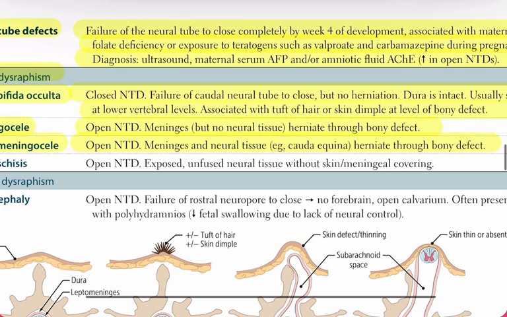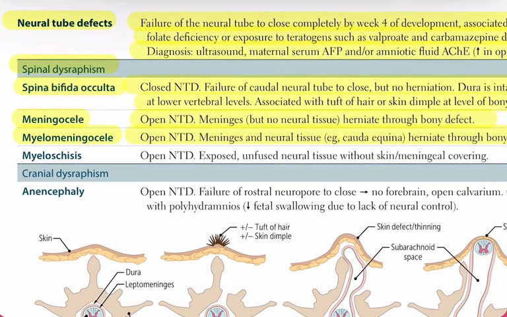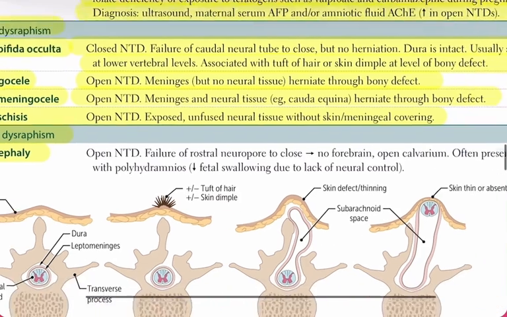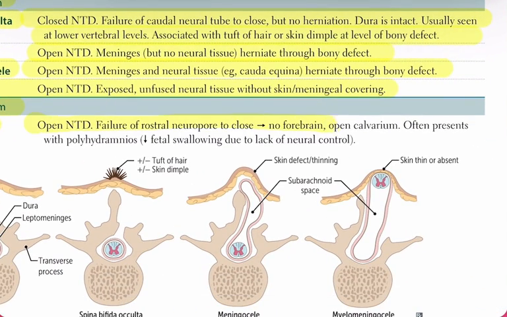The most severe form is myeloschisis, where the neural tissue is exposed, unfused, and there's no covering of skin or meninges. Moving up to the head, we encounter cranial dysraphism. One major example is anencephaly, an open neural tube defect caused by failure of the rostral, or head end, neuropore to close. In anencephaly, the forebrain does not develop and the calvarium, or skull, remains open.